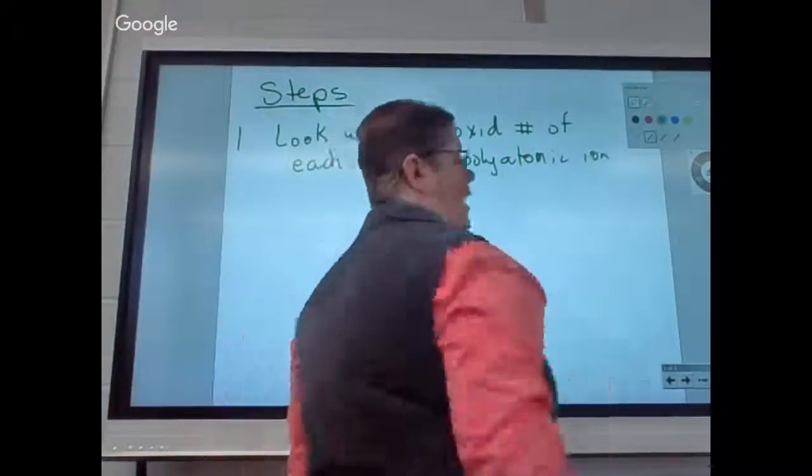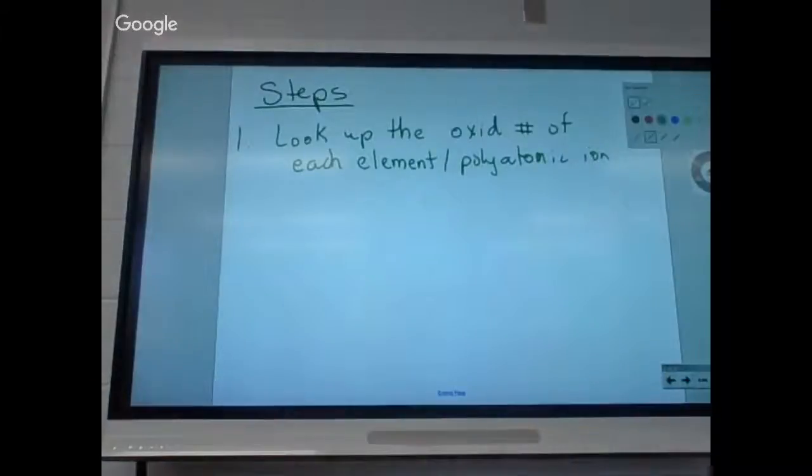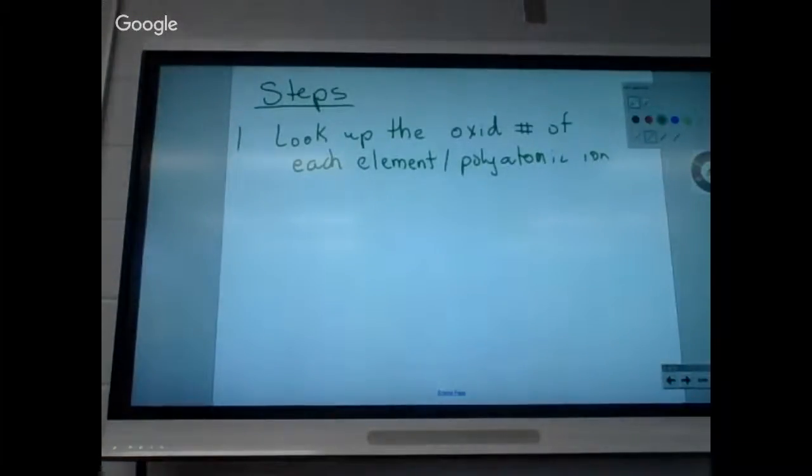All right, so step one is to find the oxidation number of each element or polyatomic ion, okay? Because yes, we are also going to do these with polyatomic ions. I'm just starting us slow and doing them with easy elements to begin with. So we have to look up the elements and their oxidation numbers or polyatomic ions.